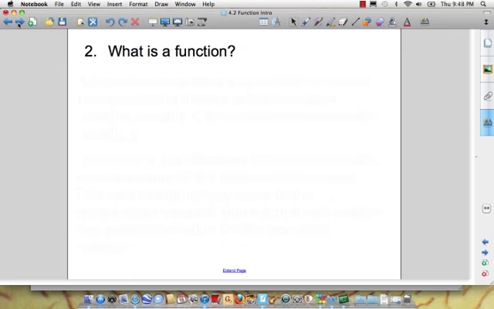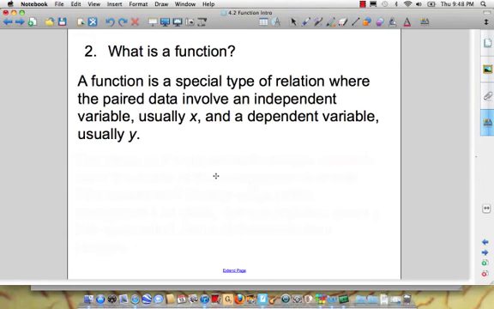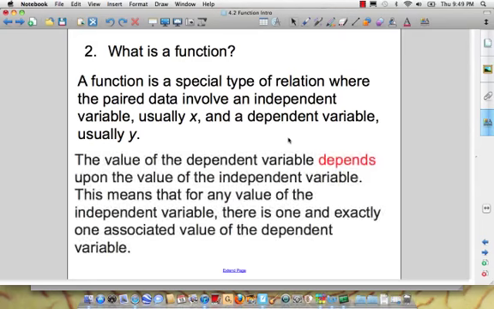Okay, so what is a function? Well, a function is a special type of relation where the paired data involve what we call an independent variable and a dependent variable. Usually the independent variable is x and the dependent variable is y. Alright, what does that mean? Well, that means the value of the dependent variable somehow depends upon the value of the independent variable. So that means that for any value of the independent variable, there is one and exactly one associated value of the dependent variable. Okay, that's a lot of words. We probably should look at an example to make that more clear.